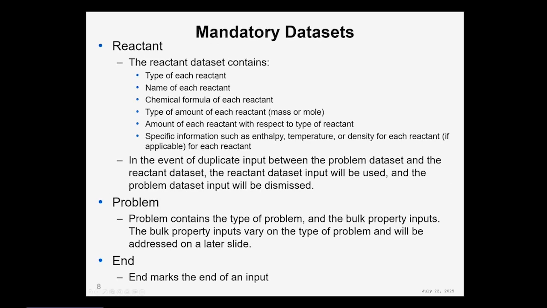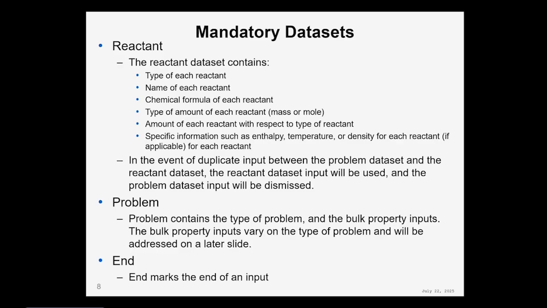Reactants contain the type of reactant. Is it a fuel, an oxidizer, or you can go by name so that you simply list what the reactants are in percentages. The name of each reactant, hydrogen or methane, and the chemical formula; the amount of that reactant, for mass or mole; the amount of each reactant with respect to that type of reactant, 20% fuel or 30% ox, etc.; and specific information for that reactant, its enthalpy, its temperature, or its density.